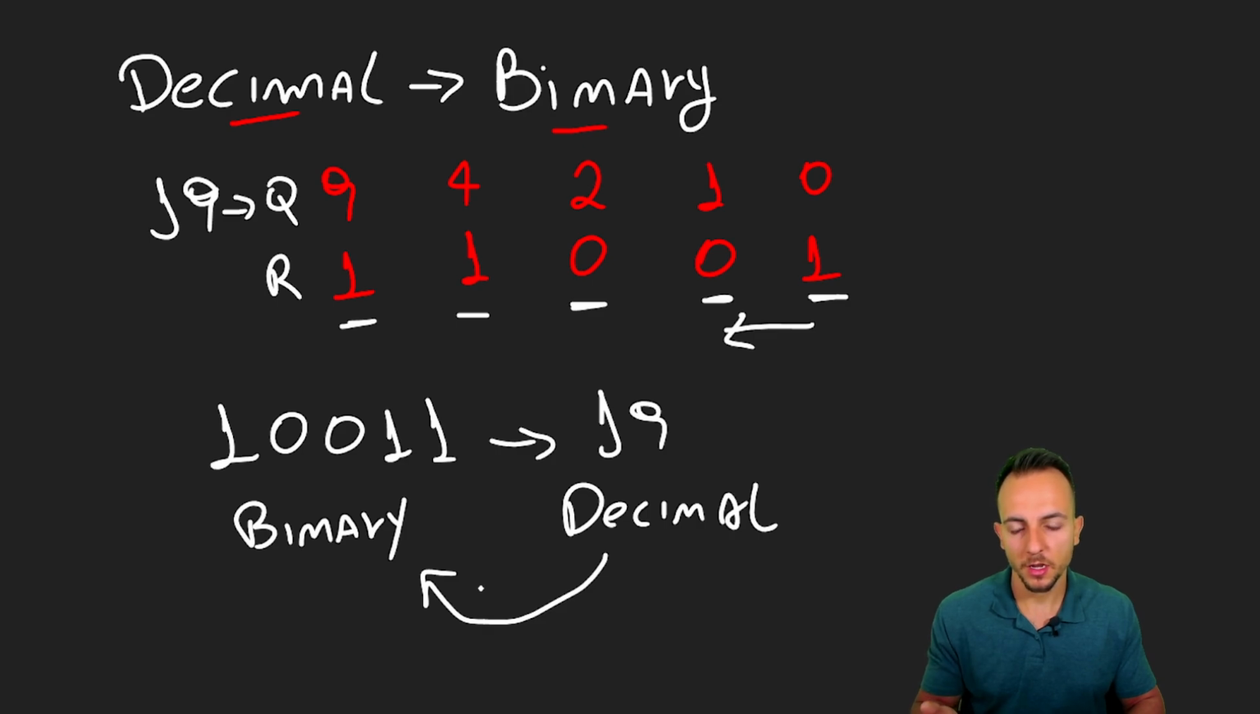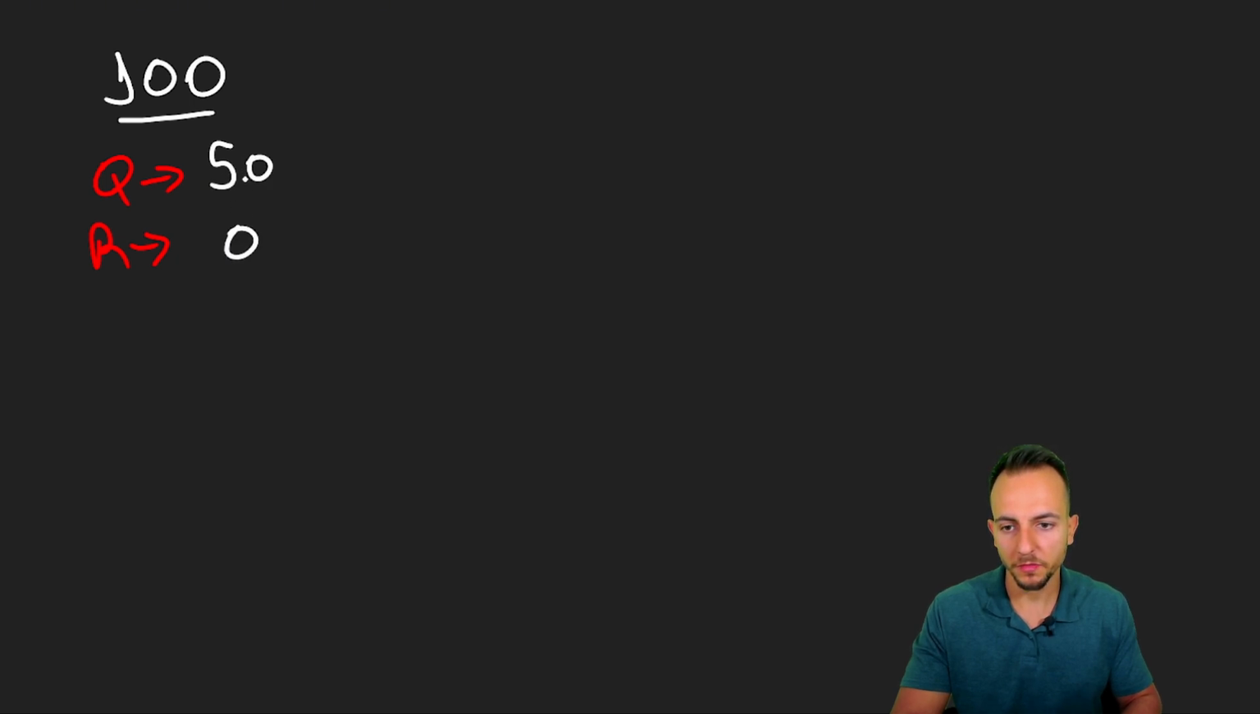Very simple. Now let's try a different example with a larger number. Maybe we can take here the number 100, let's say. 100 is our number. We're going to have the quotient and also the remainder. 100 divided by 2 is going to be equal to 50, and the remainder is 0. 50 divided by 2 is equal to 25, and the remainder is 0. 25 divided by 2 is going to be equal to 12, and the remainder is equal to 1.